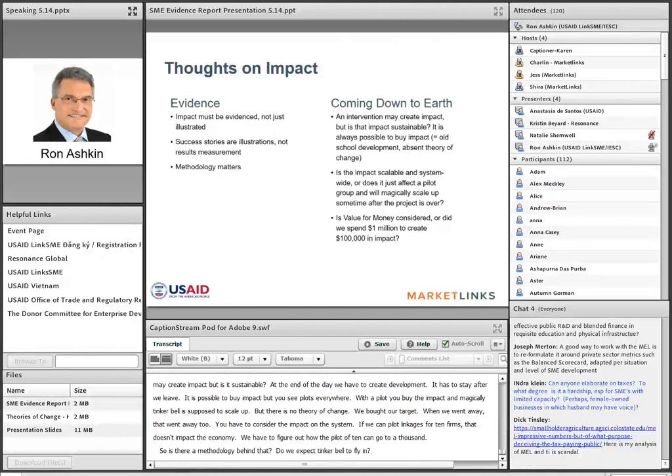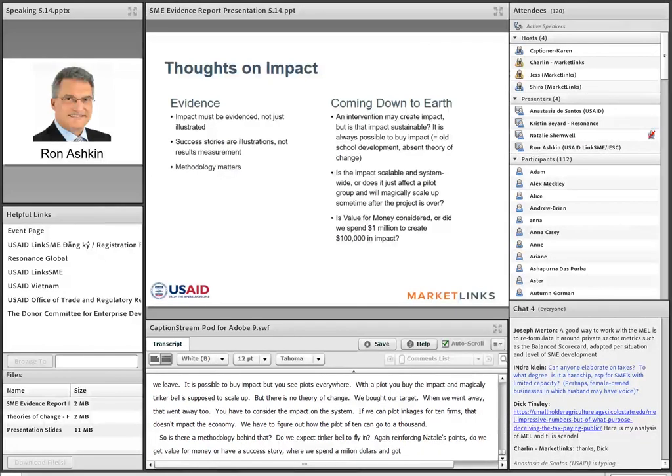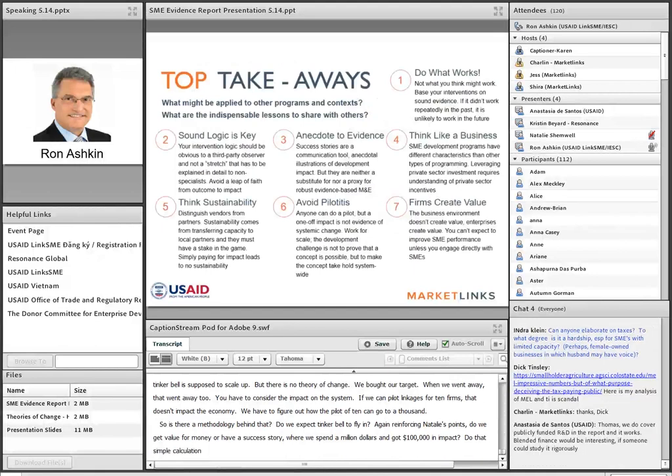And finally, again reinforcing one of Natalie's points, did we consider value for money? Or did we write a success story, but behind the scenes, we spent $1 million and created $100,000 in impact? So consider value for money. Do that simple calculation. How much did you spend for the impact you got?